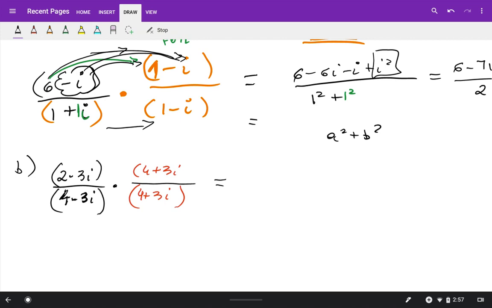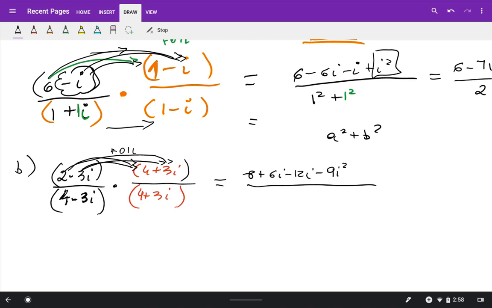Now, on the top, you need to FOIL. We have 2 times 4, which is 8. 2 times 3i gives you 6i. Then negative 3i times 4 gives you negative 12i. Negative 3i times 3i gives you negative 9i squared. And on the bottom, you have complex times conjugate, so you already know this is a squared plus b squared, which gives us 4 squared plus 3 squared, which is 16 plus 9, and that will be 25.